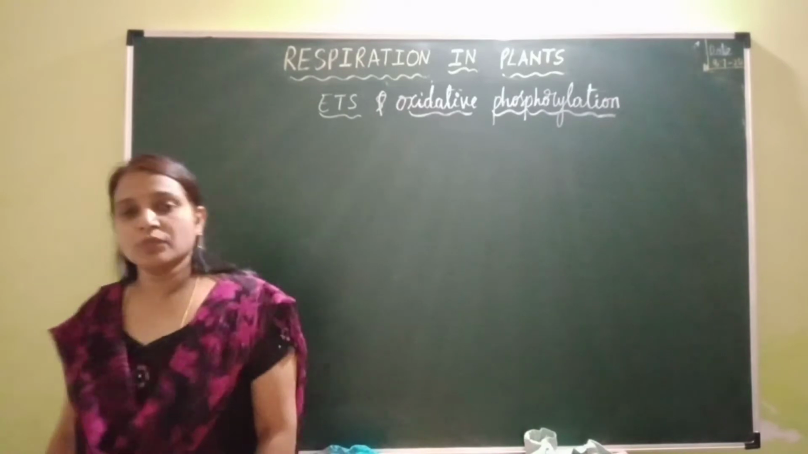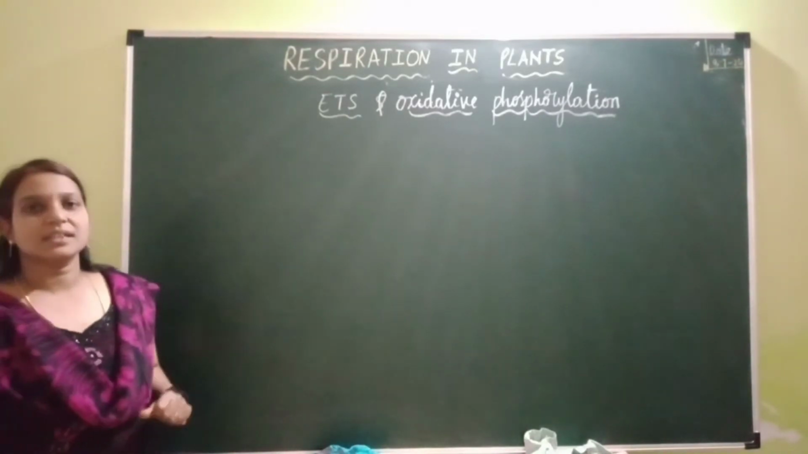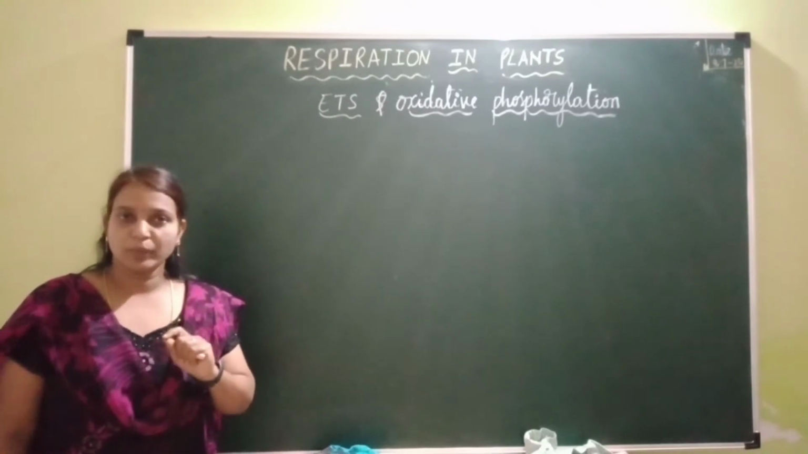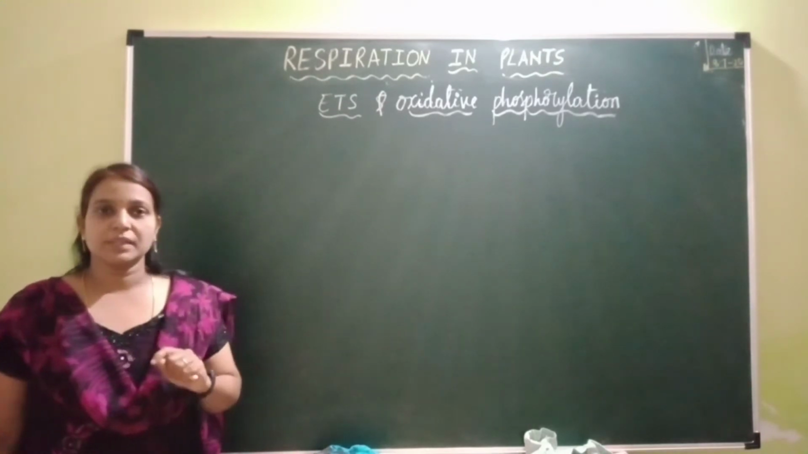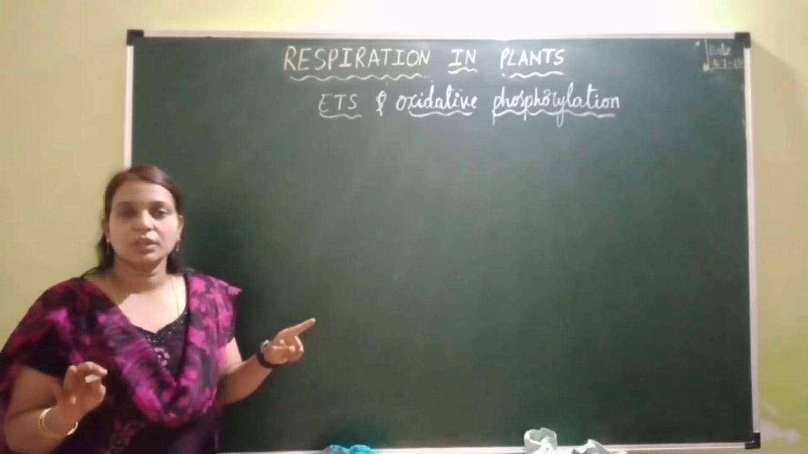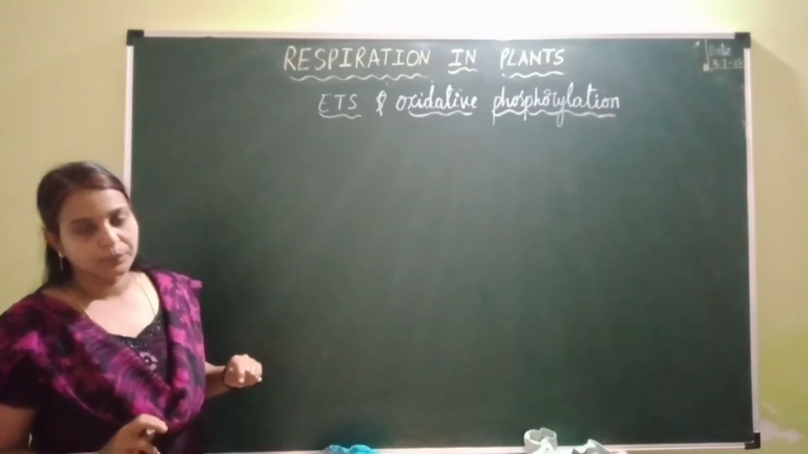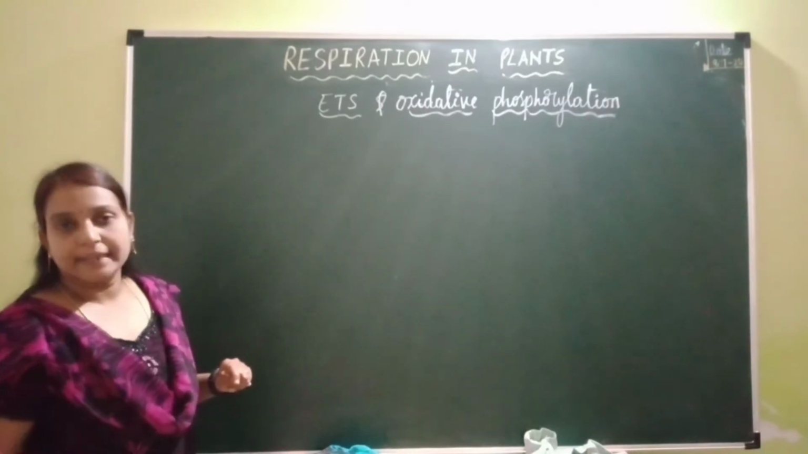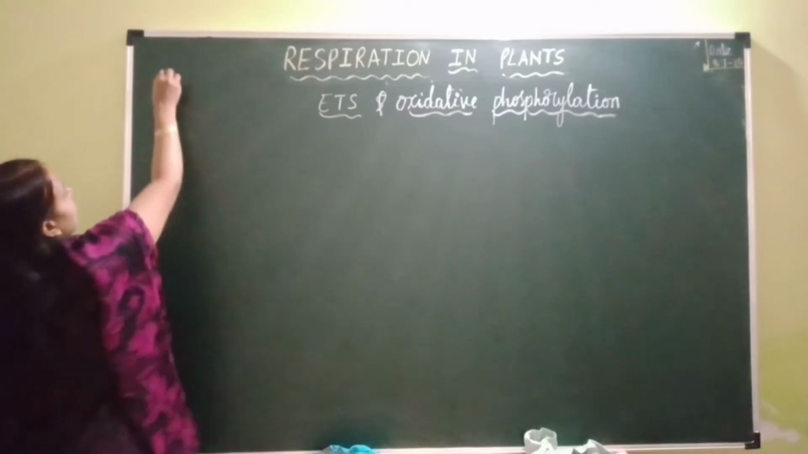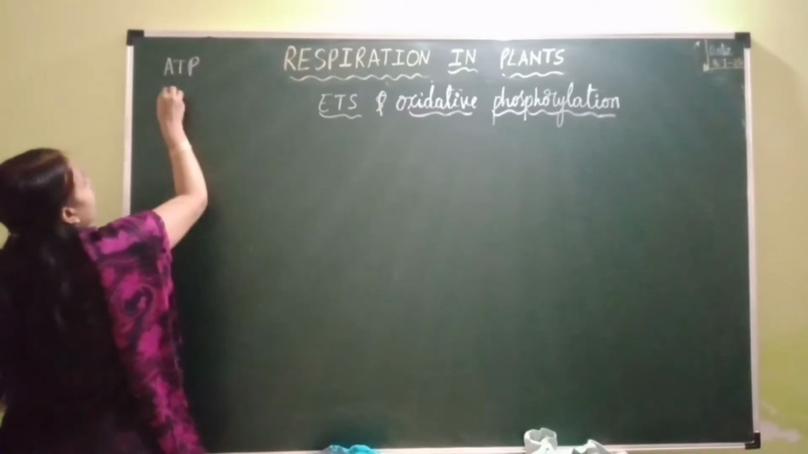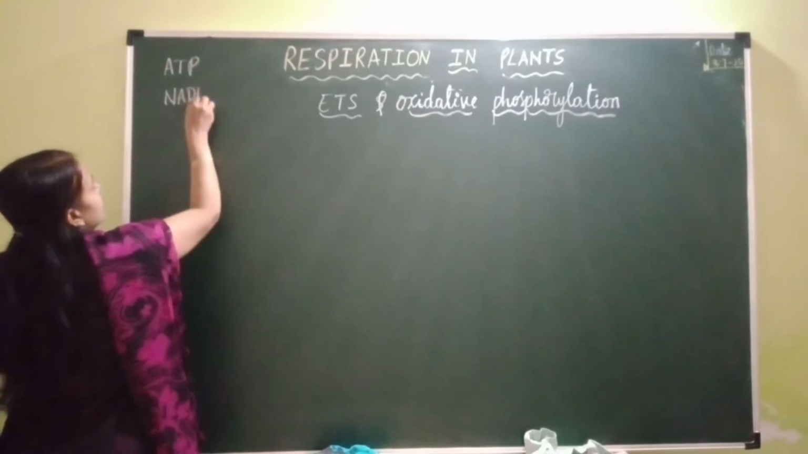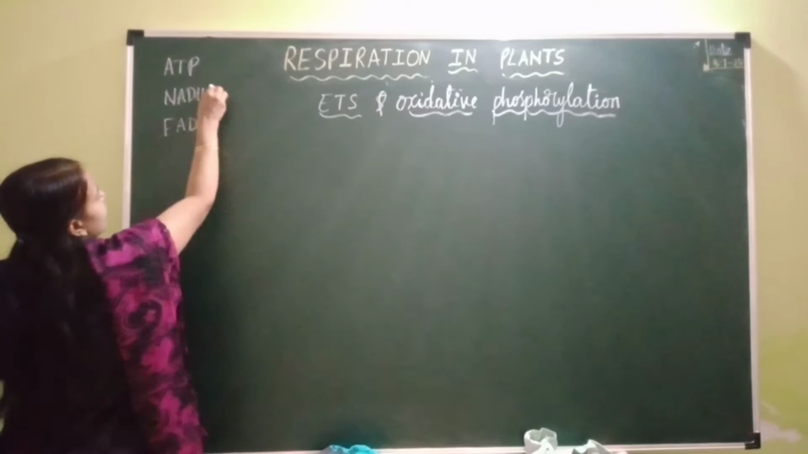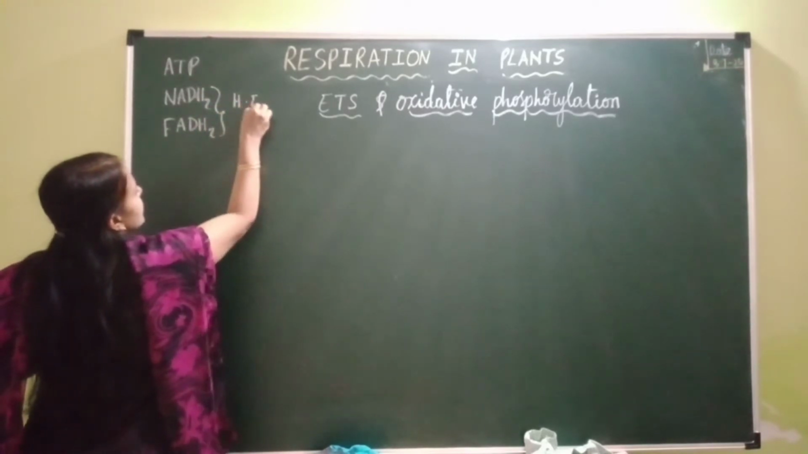Okay, so first of all let's discuss why this ETS occurs. Actually, when glucose undergoes breakdown through aerobic respiration, by the end of Krebs cycle it undergoes complete oxidation into carbon dioxide, water and energy. And that energy is released in the form of heat energy, which is trapped inside the cell in the form of ATP, NADH2 and FADH2. So this ATP is the energy currency of the cell, whereas NADH2 and FADH2 are high energy intermediates.